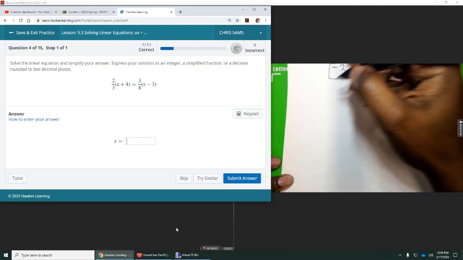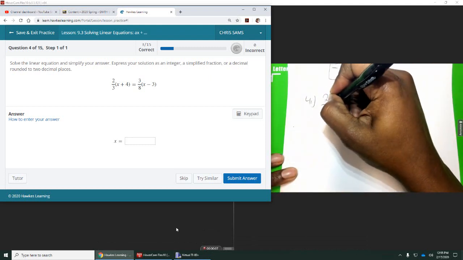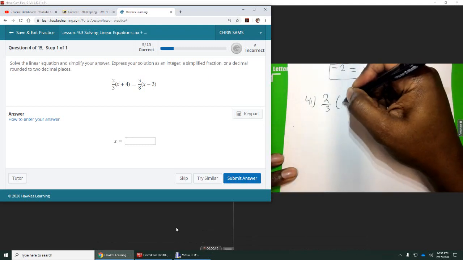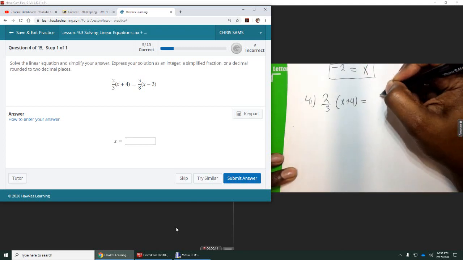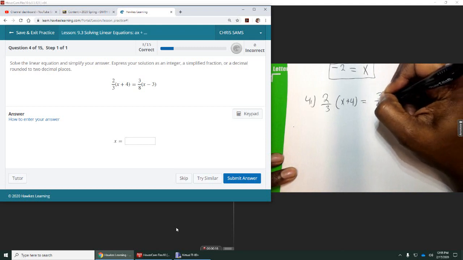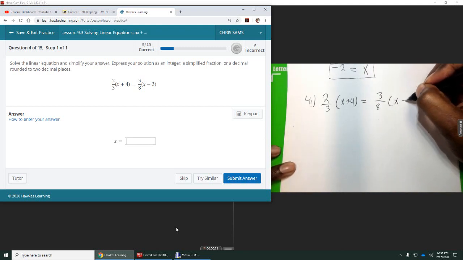All right, for number 4, we are given 2/3 (x + 4) = 3/8 (x - 3).